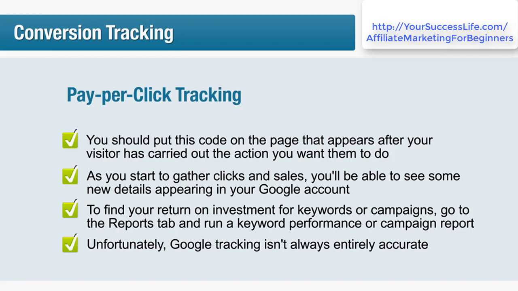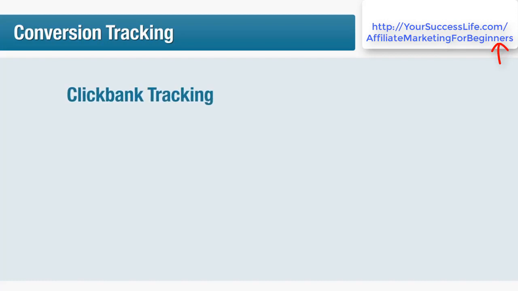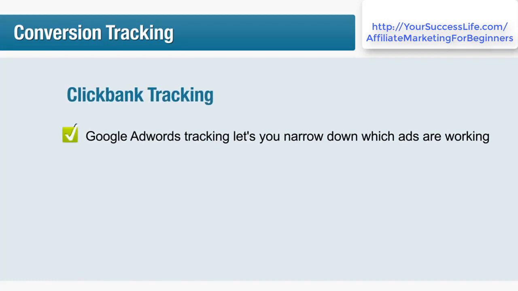Let's discuss the first of the two methods that we currently recommend: Clickbank tracking. Google AdWords tracking lets you narrow down which ads are working, but what if you're using several different promotional methods for each product you promote? How do you compare how valuable a pay-per-click ad group is compared to your newsletter advertising, for example? The answer is by using Clickbank's tracking.